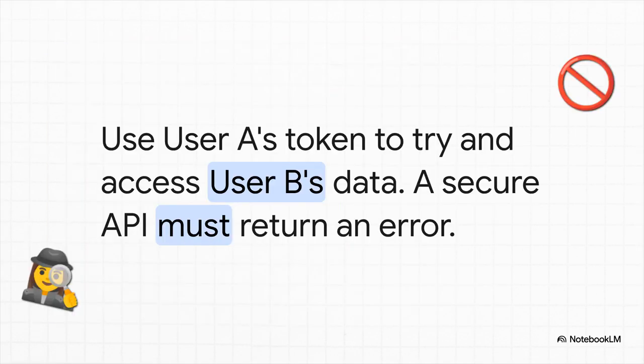So how do we test for this? The core idea is beautifully simple. You log in as user A, you get their token. Then you use that very same token to try and grab something that belongs to user B. The whole test comes down to a single question. Is the API smart enough to say, hey, wait a minute, user A has no business looking at user B's stuff?